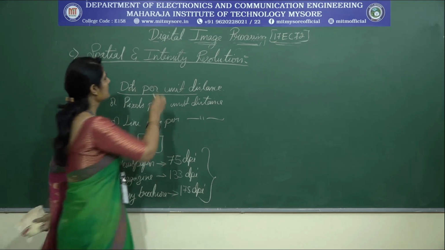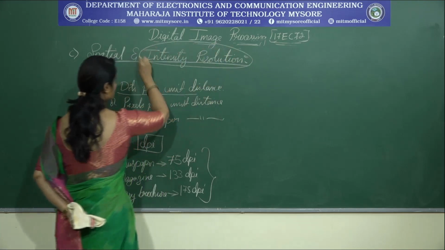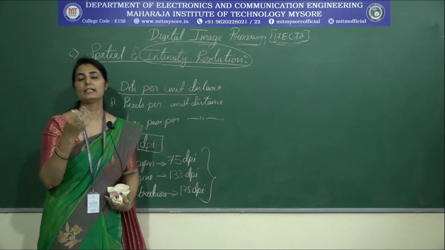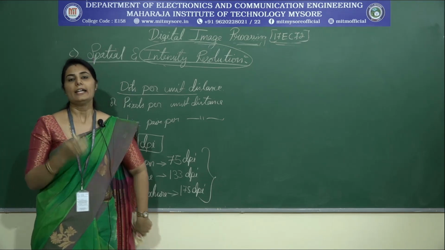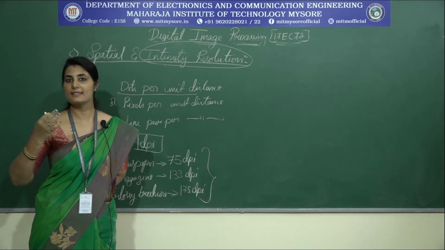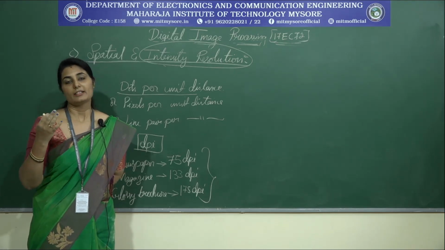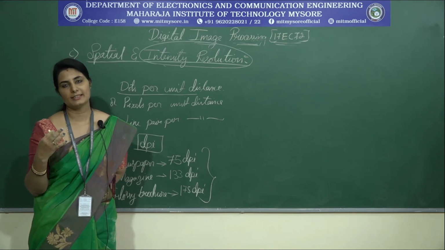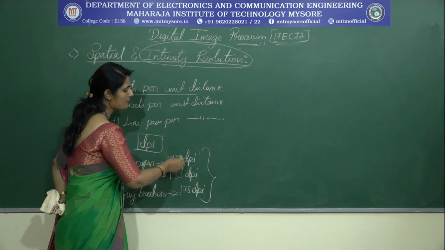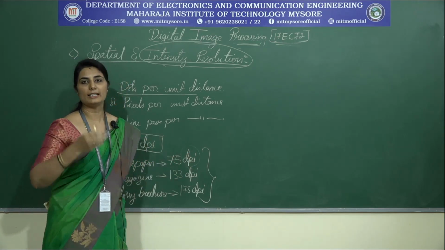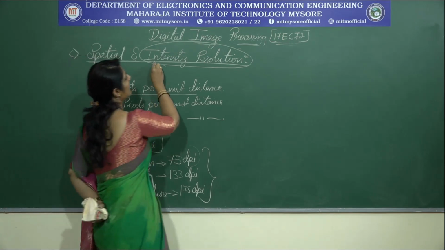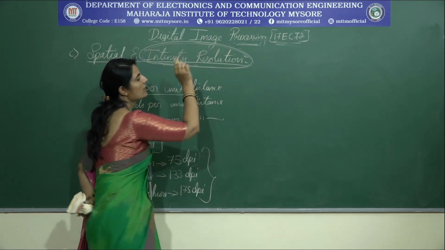And next is intensity resolution. As for spatial resolution, a good example is your digital camera. A 20 megapixel camera gives very high resolution and hence better image quality compared to an 8 megapixel camera. So if the number of pixels per unit distance increases, the quality and resolution of the image increases.